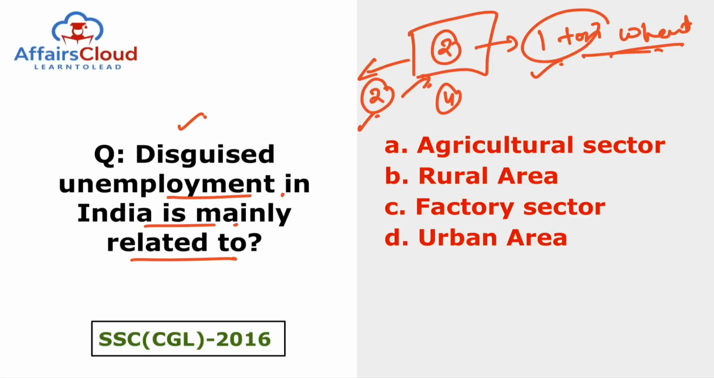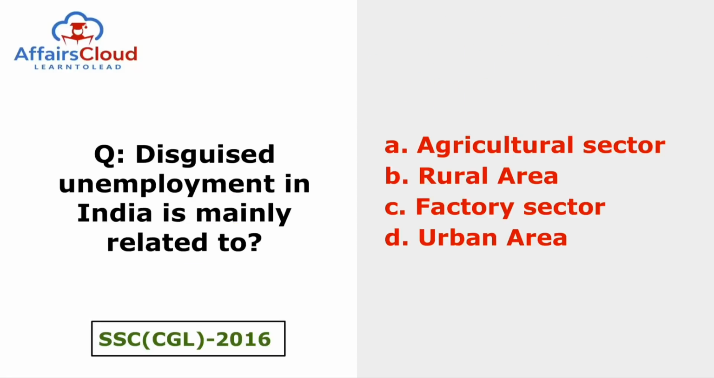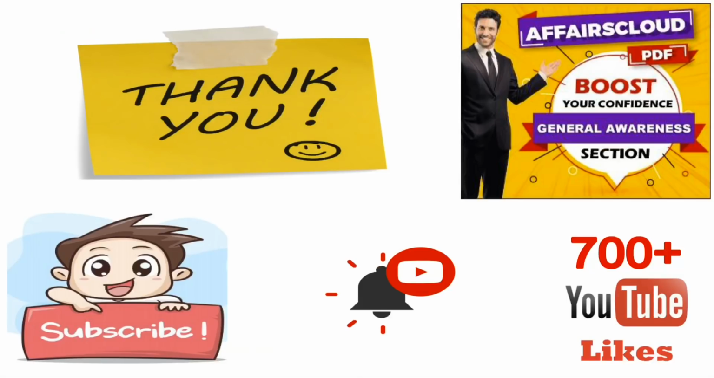This comes under disguised unemployment, because by seeing you can see that they seem to be employed, but they are actually not employed because the output has not changed. That's why this is known as disguised unemployment. So guys, you have to tell me this is mainly in which sector of India. You have to comment only in the comment box.